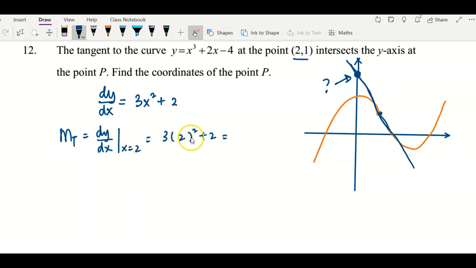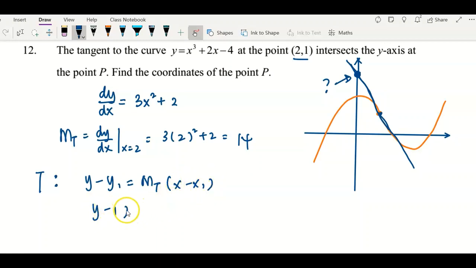Alright, then you get a 4, 12, 14. Okay, you get the gradient of the tangent at the point (2, 1) is 14. So now you can get the gradient, you can get the equation of the tangent, which I represented by t. y minus y1 equals mt multiplied by x minus x1.